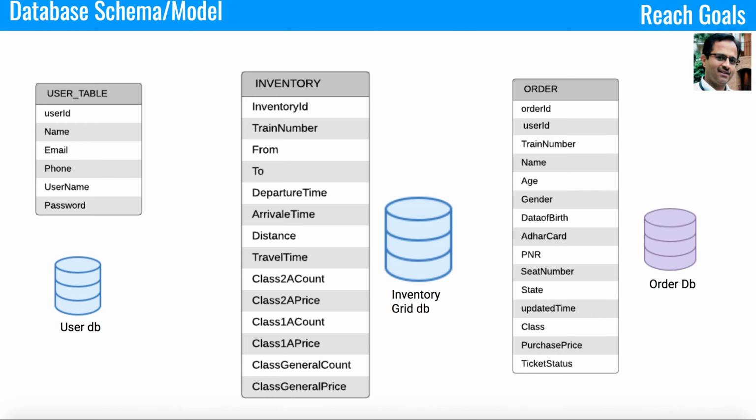date of birth, Aadhaar card, PNR. You'll also have seat number, state, updated time, class, purchase price, and ticket status, right? So this table is not normalized. If you want, you can normalize it, but for simplicity, I'm not normalizing it, right? So if you look into this order DB, you have to focus on two important columns, which are the state and the ticket status. Those two are really required for your distributed transactions, right? So let's talk more about when we come to that slide.